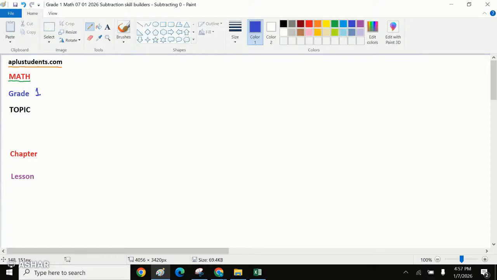Once you're in grade 1s, you need to select the topic. The topic for today is subtraction skill builders. We are looking at different types of subtractions today. Once we are in subtraction skill builders, we need to look at the chapter number, and the chapter number is chapter number 4.